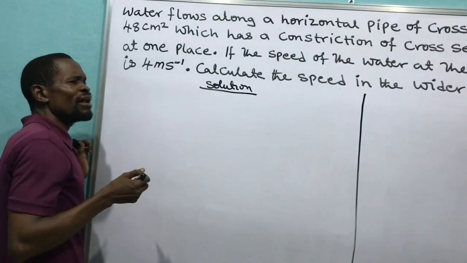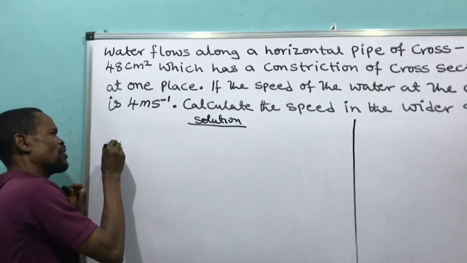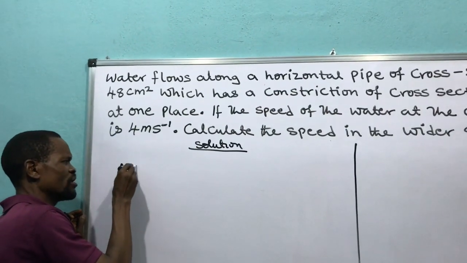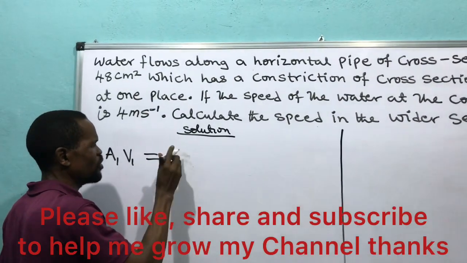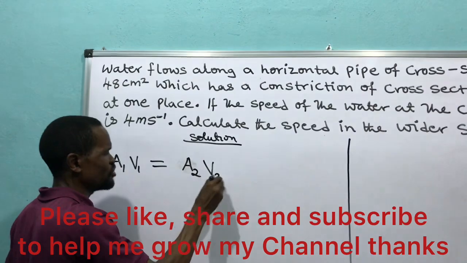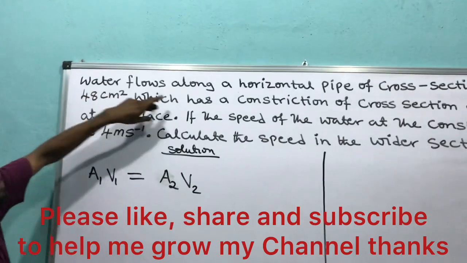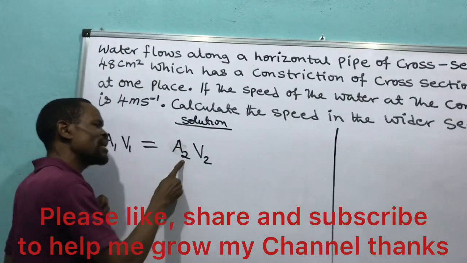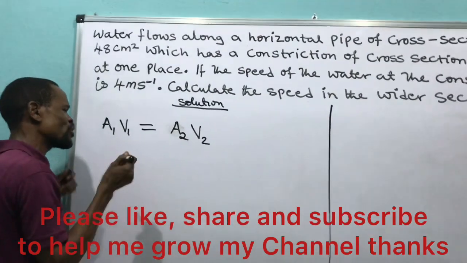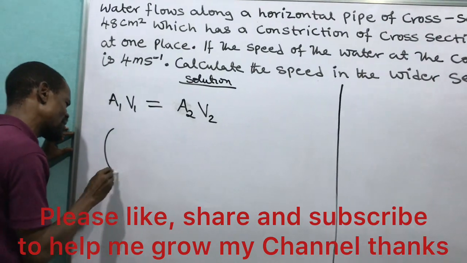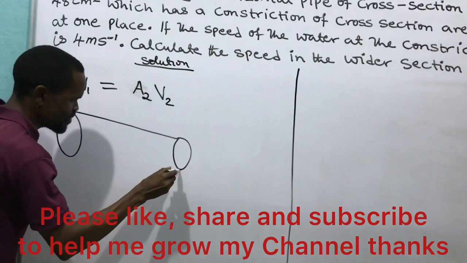Let us use the formula for flow rates for incompressible fluid. The formula, we said A1 V1 is equal to A2 V2, where A1 is the cross-sectional area at the wider pipe, while A2 is the cross-sectional area at the constriction. Look at this pipe now.